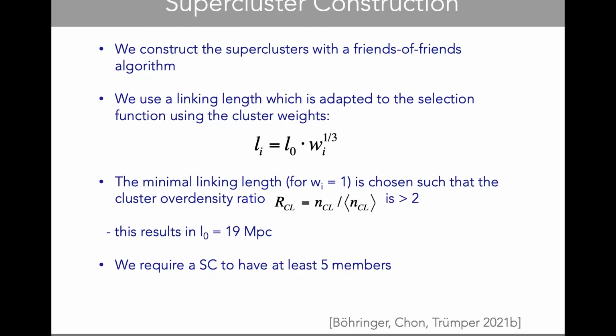And now we want to characterize the superstructures in the whole volume out to redshift 0.03. And we have to find a way to do that. We have a flux limit.